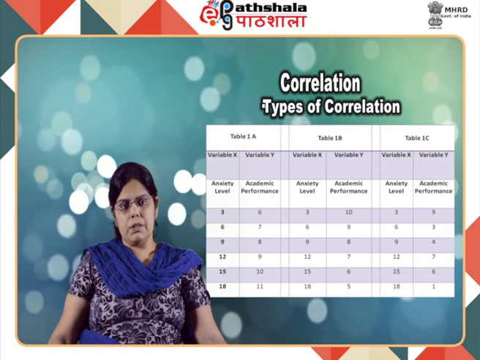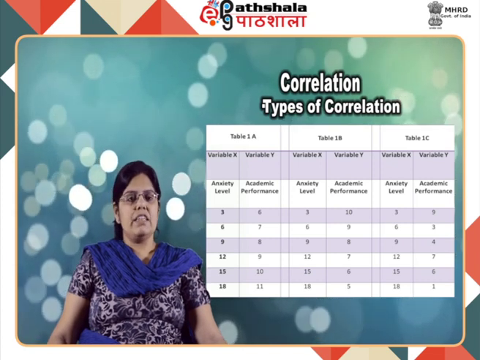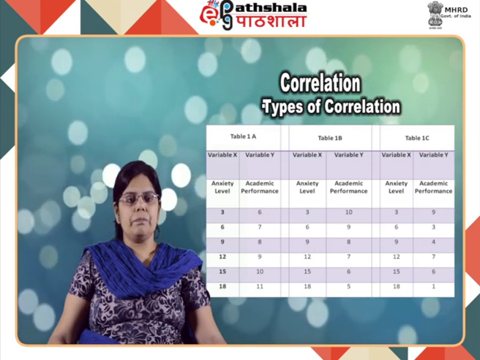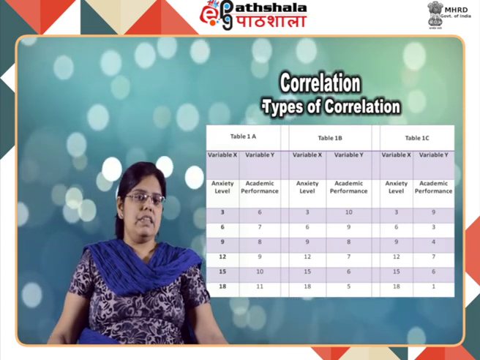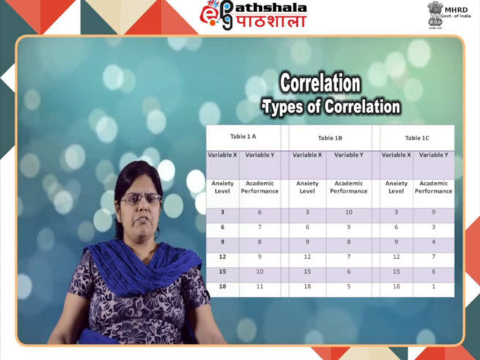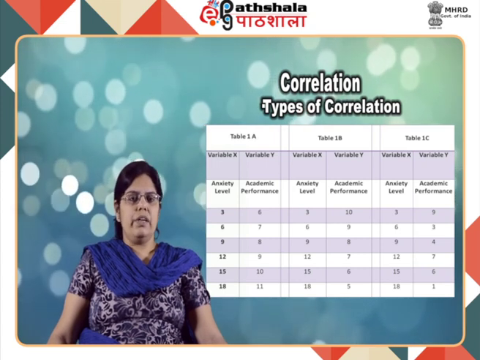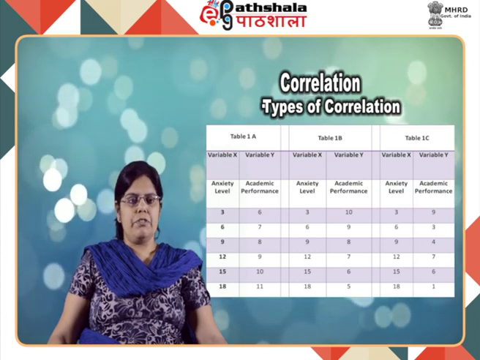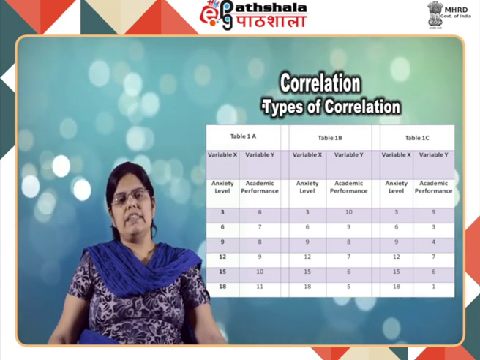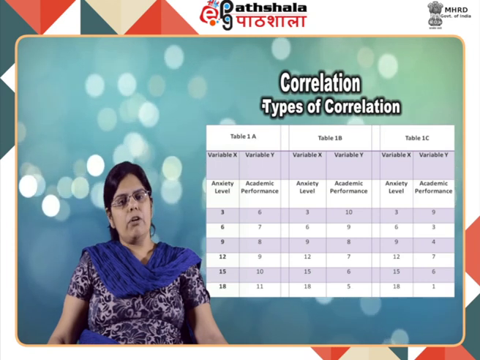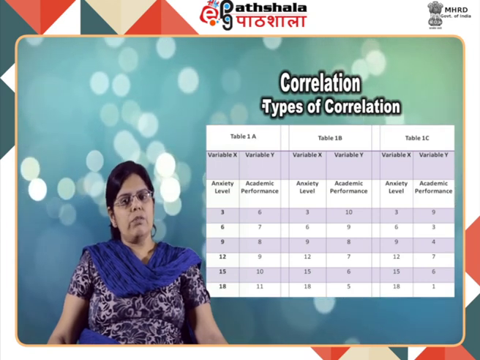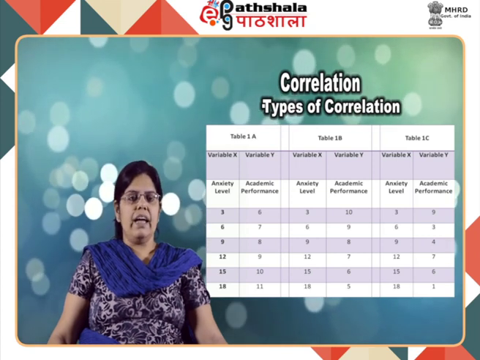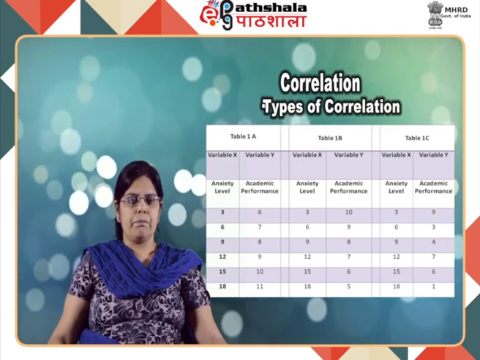Or, in other words, as the level of anxiety decreases, students' academic performance increases. Now consider the data given in table 1c, which depicts a zero correlation, meaning no consistent pattern of relationship between two variables of anxiety and academic performance. High and low values of x are equally paired with both high and low values of y.